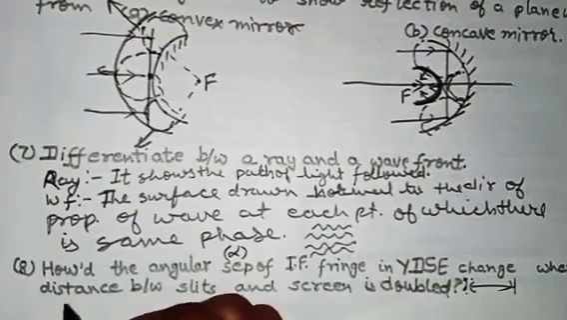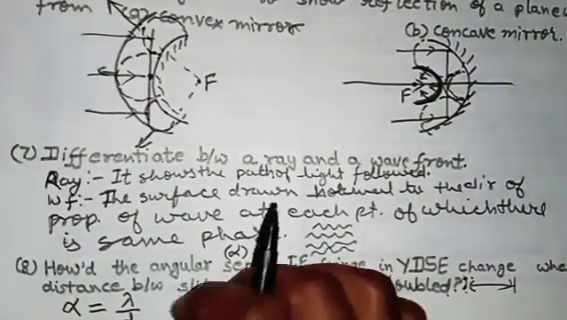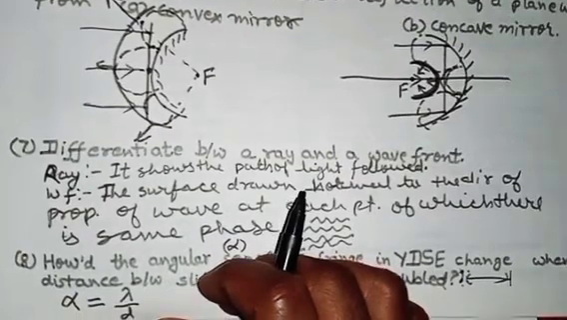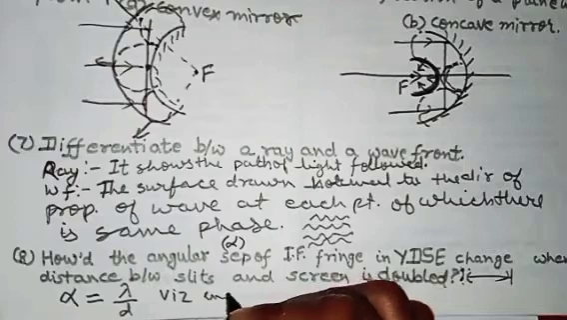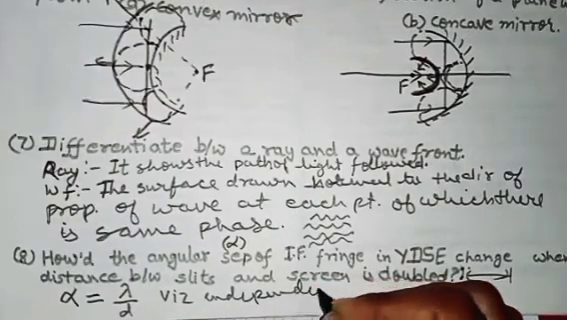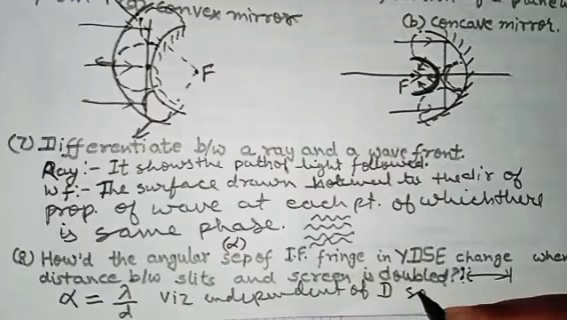So we know, earlier we did it, so right now I'm directly using that expression: alpha equals lambda by d, which is independent of D, so no effect.